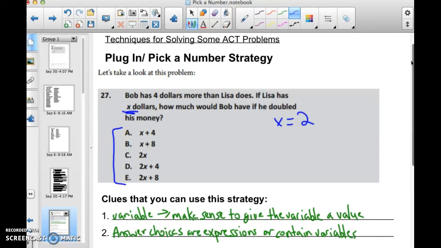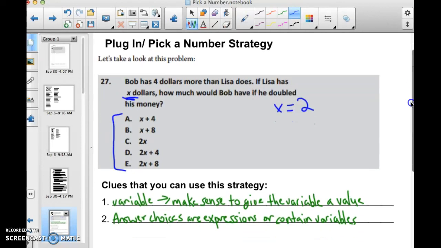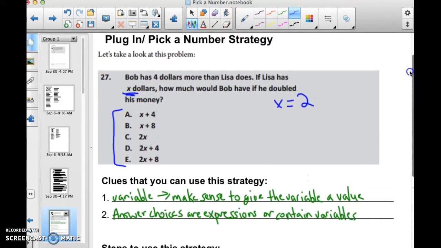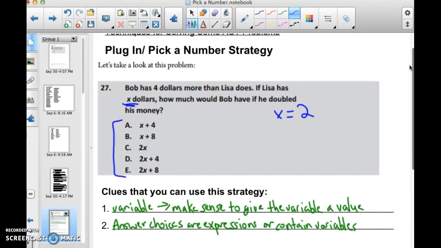So then step 2 states: work the problem out with these numbers to arrive at an answer for the question. So using 2, I'm going to answer this question. How much money would Bob have if he doubled his money? Okay, so I'm going to work it back in there. Bob has $4 more than Lisa does. I said Lisa has $2.